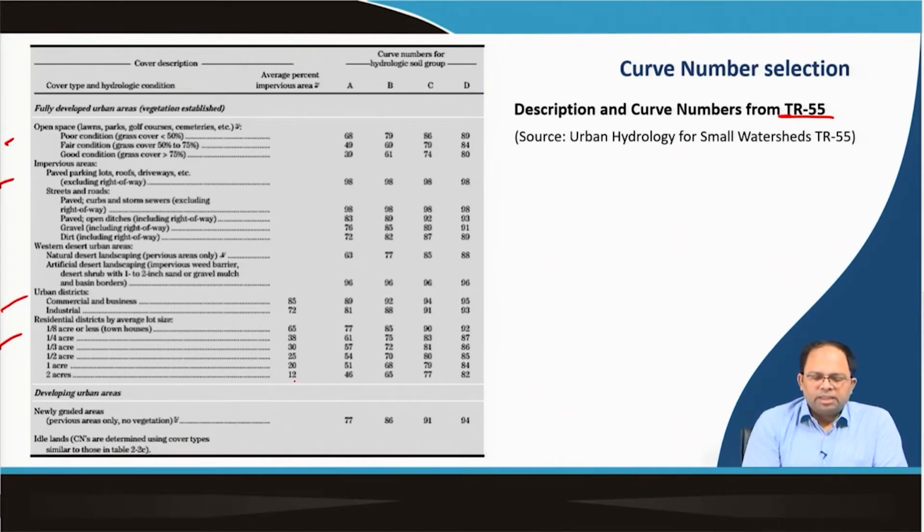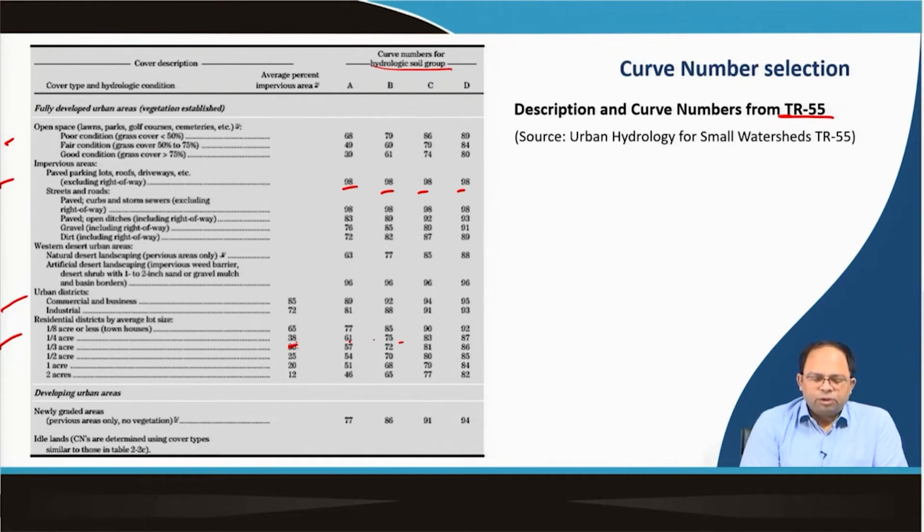So, here also you can see that curve numbers are given as per the hydrologic soil group of that area. Like for a paved parking lot, based on the kind of hydrologic soil group, it could be 98. All the values are 98 because it is a paved area. But for a residential area where there is some amount of average pervious area, you can see the curve number varies because there is some amount of soil as well.